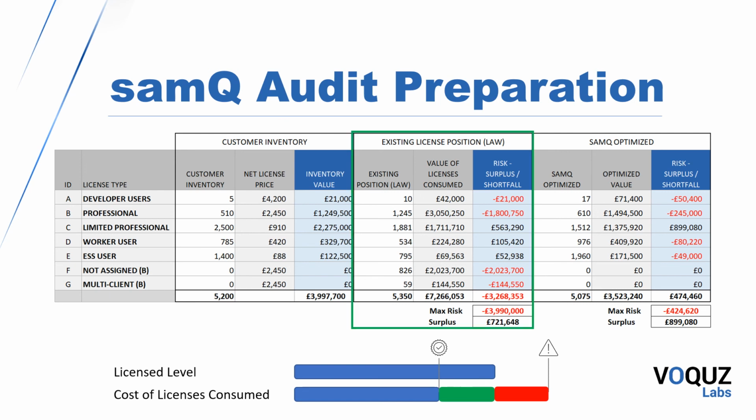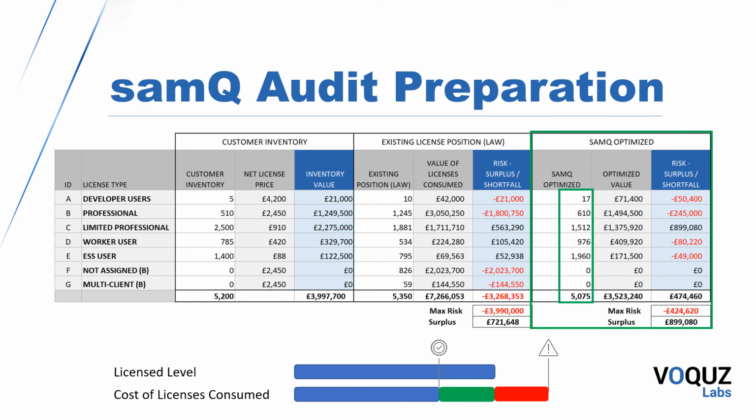The existing licensing position reflects how customers have configured and licensed users. The report shows the value of licenses consumed and the cost variance versus inventory, as well as the maximum risk based on under-licensed user types and the total surplus of unused licenses. The samQ optimized position represents the optimal license classifications based on samQ user analysis. In this example, active user accounts have been reduced by 5% and many users have been optimized to cheaper license types.